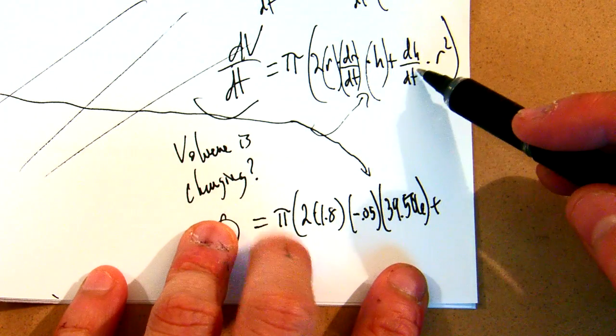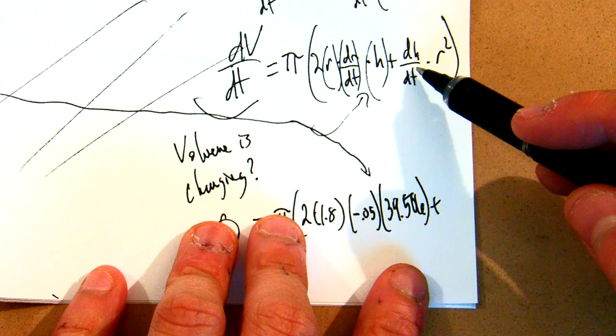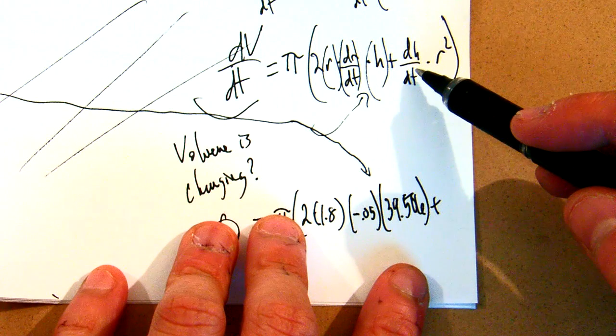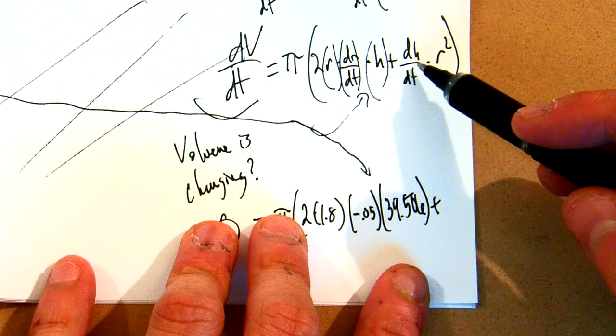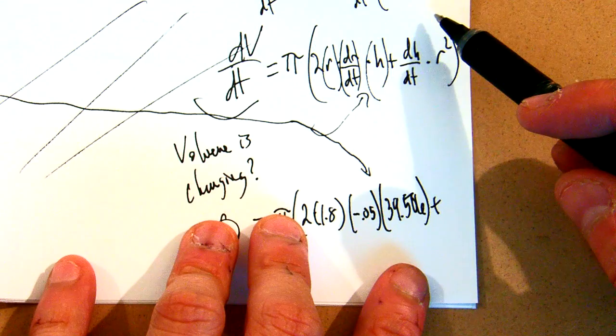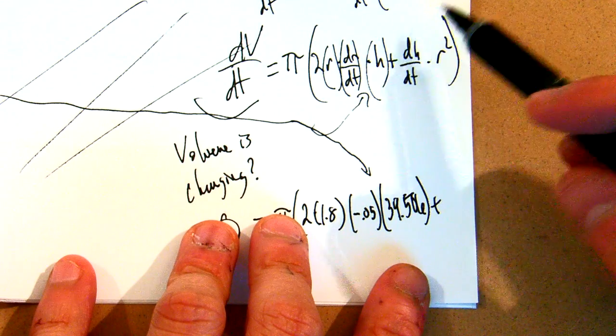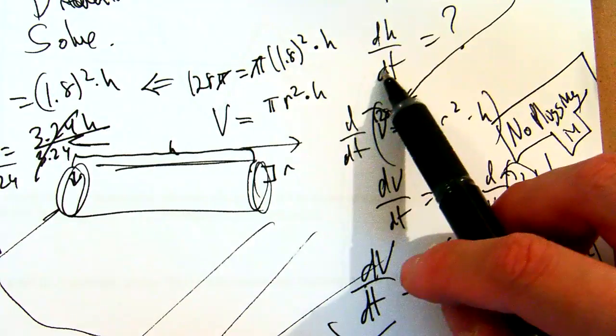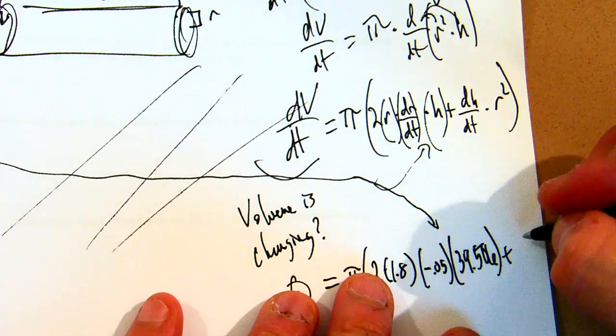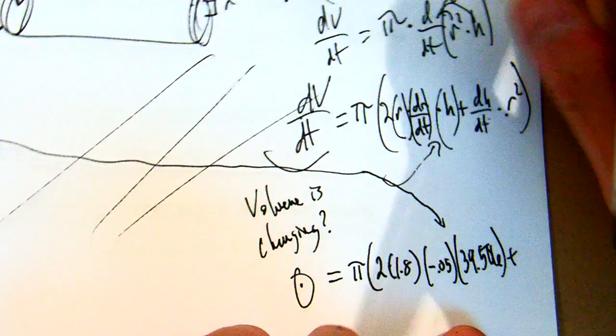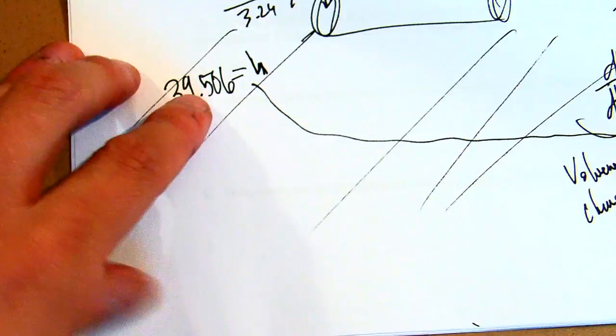I can't write either. That's okay. And dh dt wasn't really given either, was it? Oh no, that's what we're trying to find. Duh. I was really confused. I was worried there for a second. Times dr dt. There's really no room for this one. I'm going to just rewrite this again.